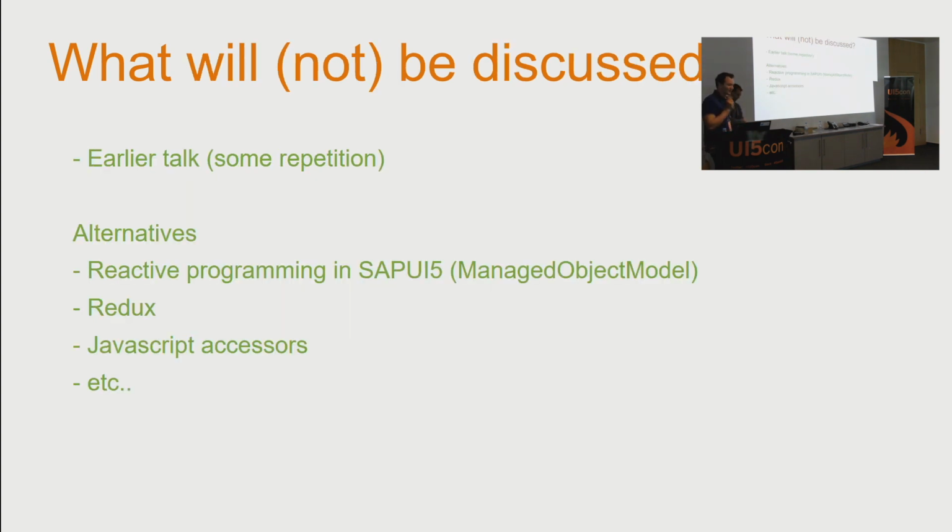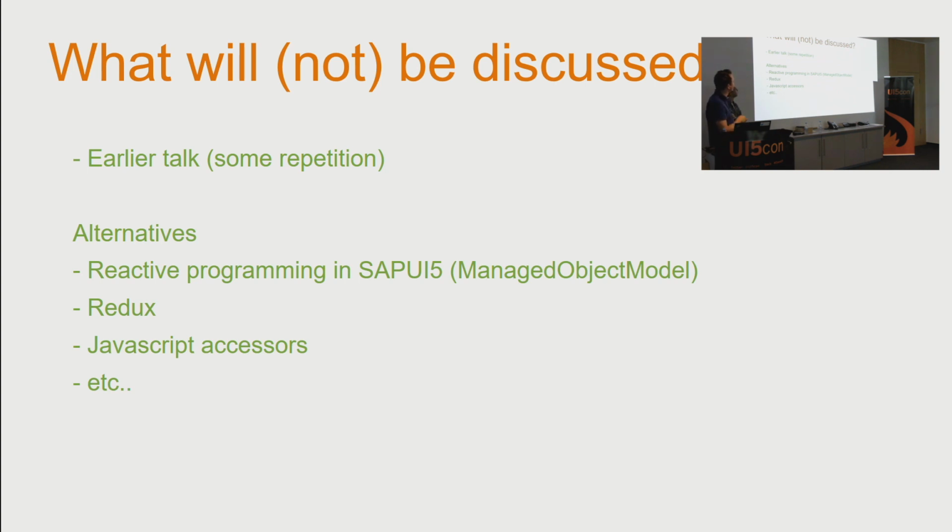I'm going to start with what we will not discuss, because there are also some other libraries, of course, which can do the same thing. Reactive programming in SAP UI5 with the managed object model. I found that it was only in a beta phase, but I'm not too sure what it is right now. You also have Redux, of course, and you have the basic JavaScript accessors like the getters and setters, and you can do some stuff with that as well. But we are not going to discuss that. Maybe a little bit at the end, but I'm not sure.